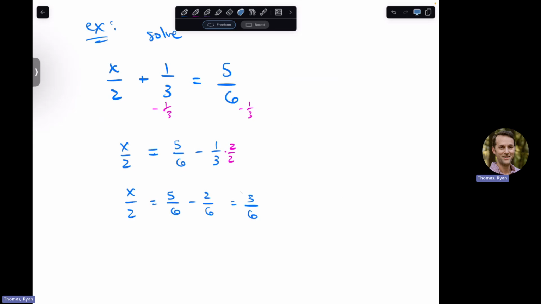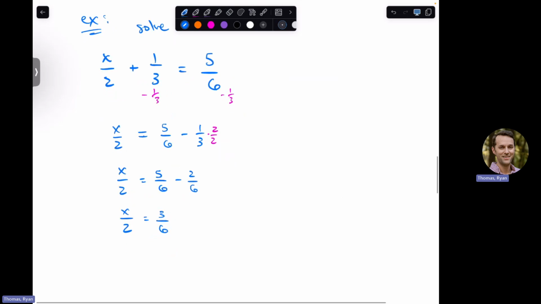Maybe I should write that on a separate line. Okay, then what? Times 2, because what happens on the left then? You were dividing by 2. If you multiply by 2, then you end up with just the thing that was in the numerator. So x is 3/6 times 2, which is 6/6, or 1, right?